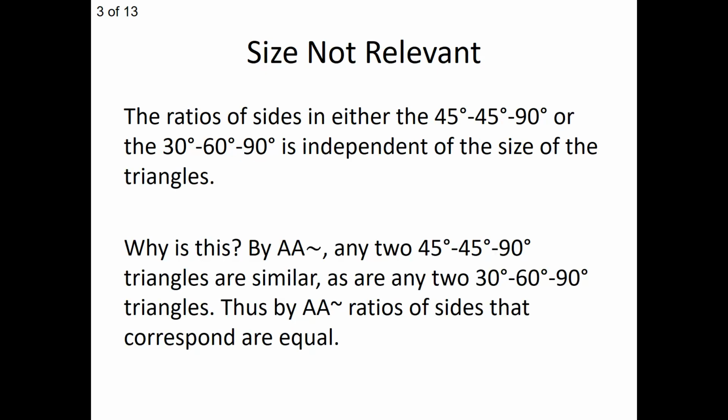And the one thing about these ratios of the sides is that the size of the triangle is irrelevant. For either the 45-45-90 or the 30-60-90, the ratio of the sides is going to be the same regardless of the size. The reason why that's true is because of simple angle-angle similarity. We know that two angles of a 45-45-90 are equal to two angles of another 45-45-90, and two angles of a 30-60-90 are equal to two angles of another 30-60-90, which means there is similarity between those two triangles. Because there is similarity, the sides are proportional, which means the ratios of those sides will be the same regardless of the size of the two triangles.